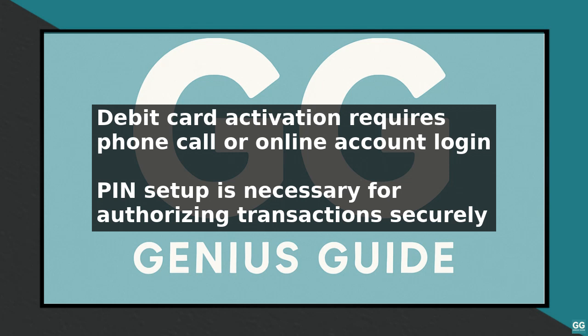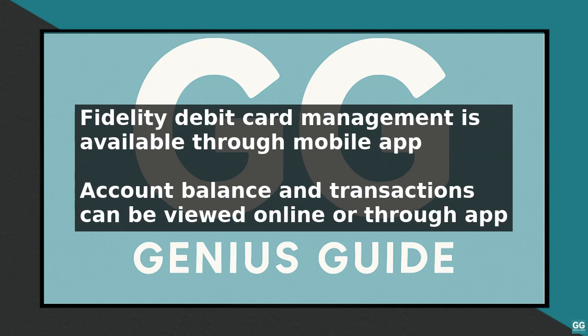To manage your Fidelity debit card, you can use the Fidelity mobile app or log into your account online. From here, you can check your account balance, view transactions, and set up account alerts. You can also use the app to freeze your card if it is lost or stolen, or to report a suspicious transaction.